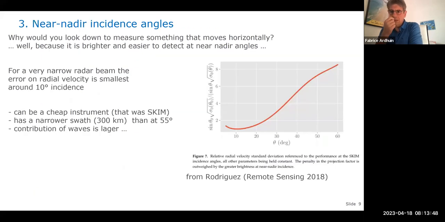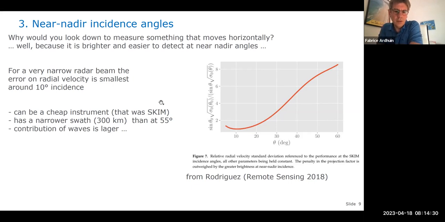All right, a few words about near-nadir incidence angles. First of all, the question we had: why would you measure the horizontal current by looking almost vertically? That makes no sense. Well, not quite. I'm borrowing this picture from a paper by Ernesto from 2018, in which he was showing the sensitivity, or rather the error you make on the measurements, as a function of incidence angle. And the fact is that when you're measuring near vertical, you typically have a brighter, stronger radar return. That helps you in getting more accurate current measurements.